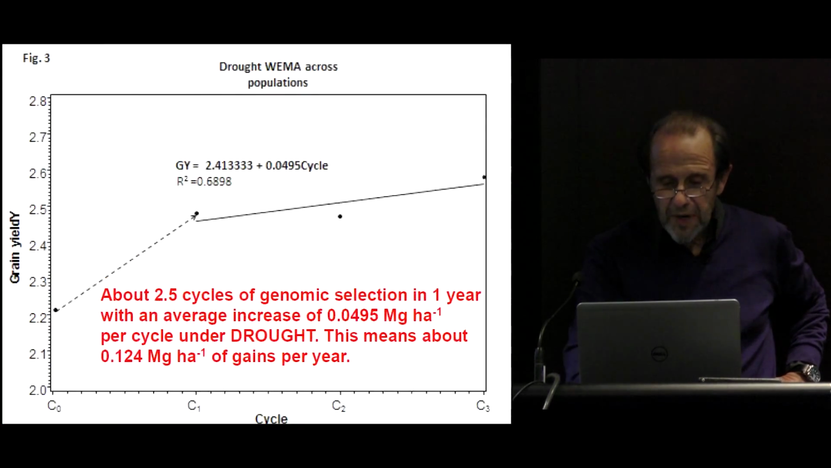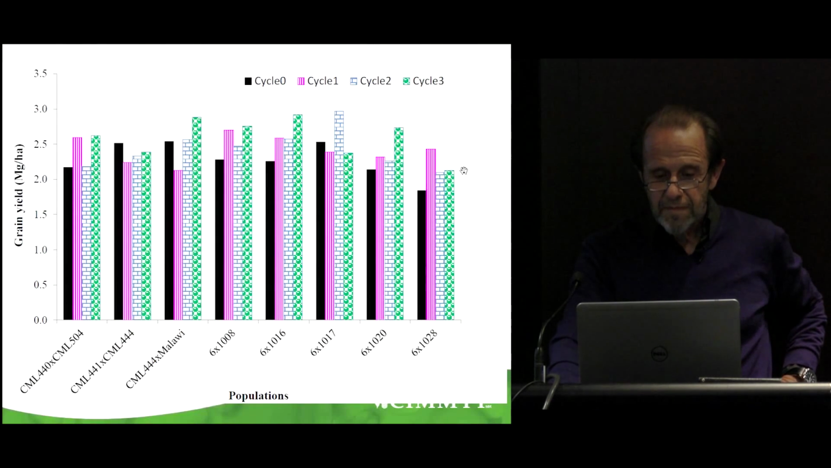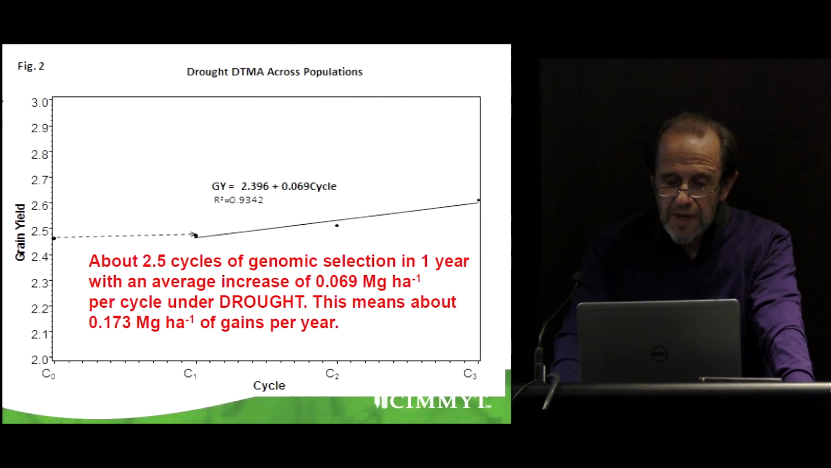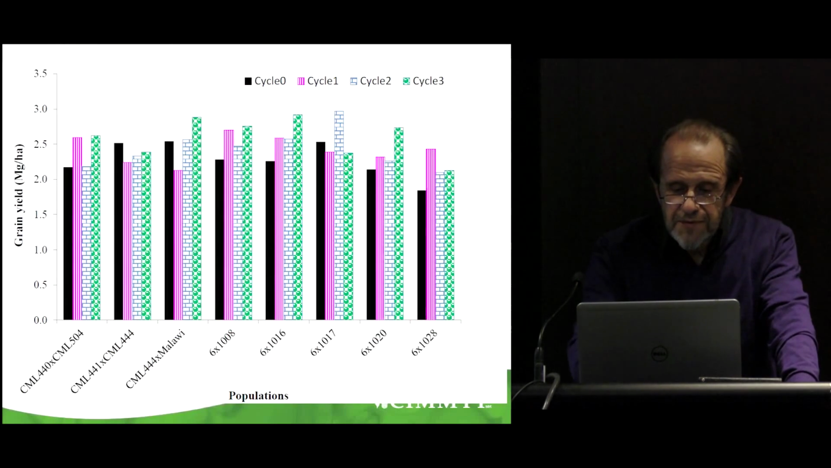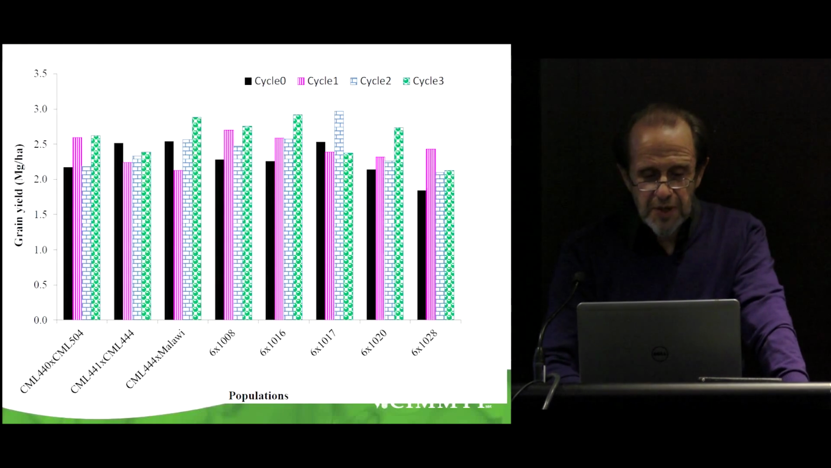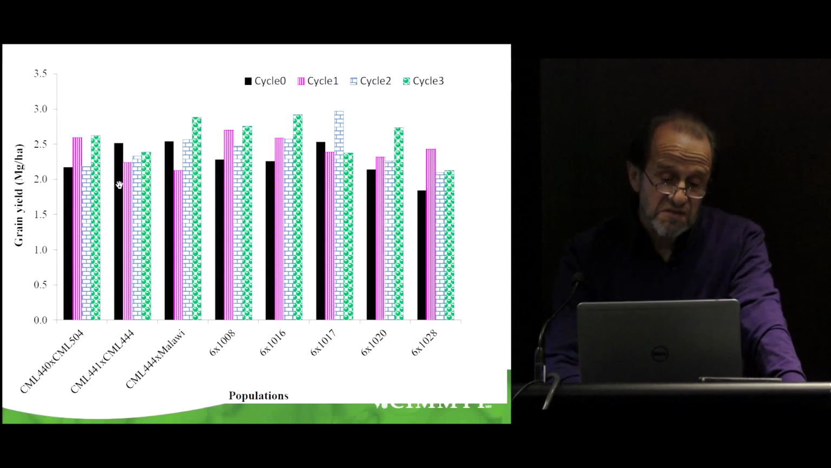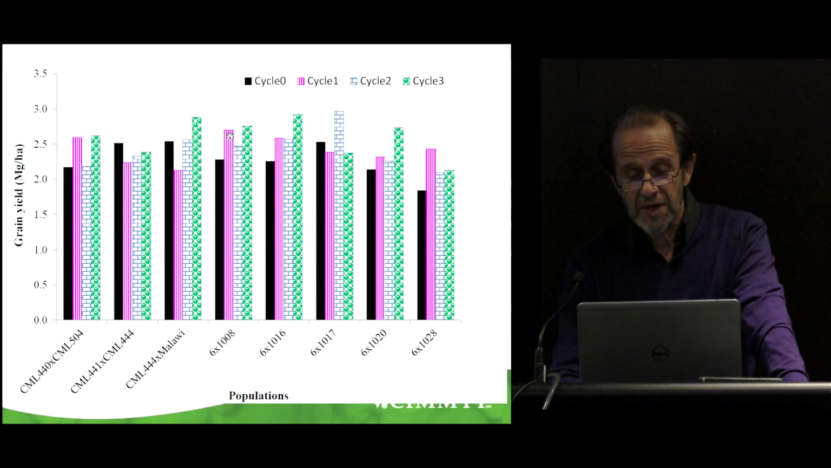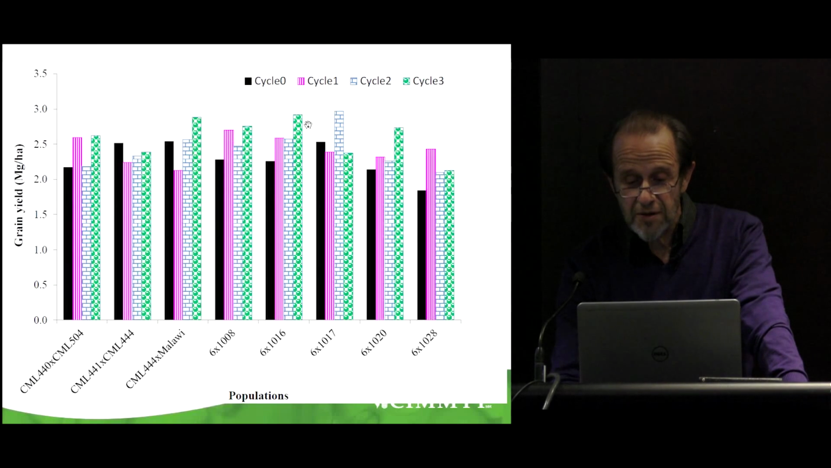This is for the WEMA population. The WEMA population has a decrease in cycle 2 and an increase in cycle 3, under drought. Now, this is for each of the populations. There are 8 populations here. You see, for some populations, cycle 3 did not gain much. For others, actually nothing. For others, it increased a lot. For others, also increase. For this, cycle 2 was better. For this, cycle 3, and so forth.